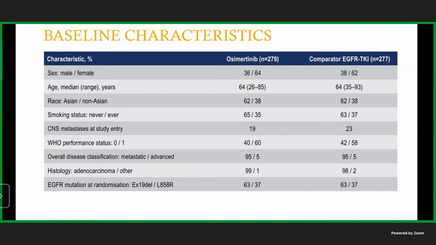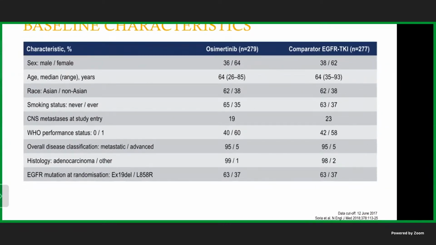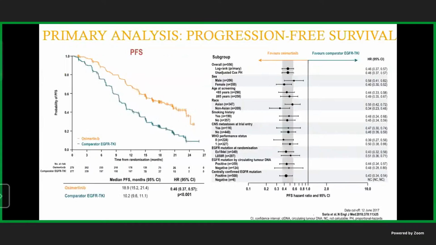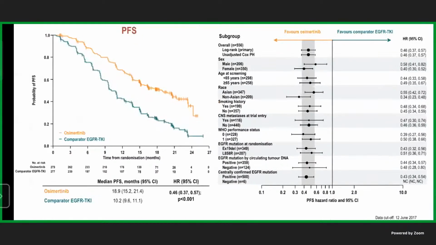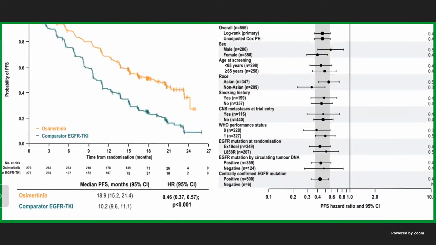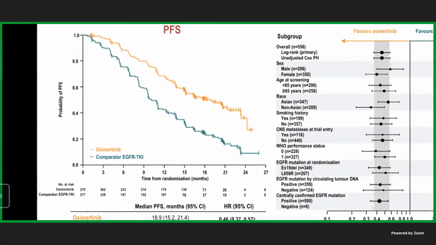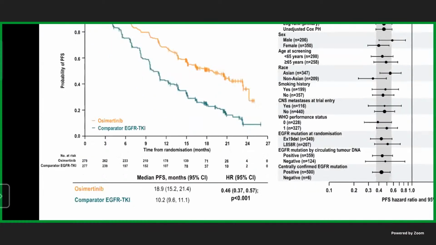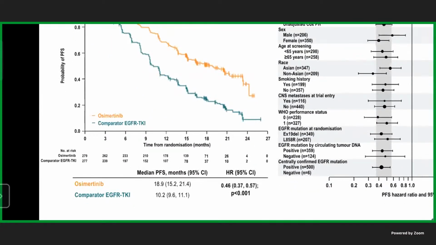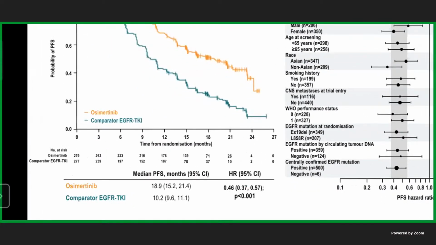So this is the primary analysis. You can see the PFS graphs separating immediately, within 3 months after starting the treatment. The PFS is 18.9 months versus 10.2 months, and the hazard ratio is 0.46. And there was no subgroup where the drug did not work.